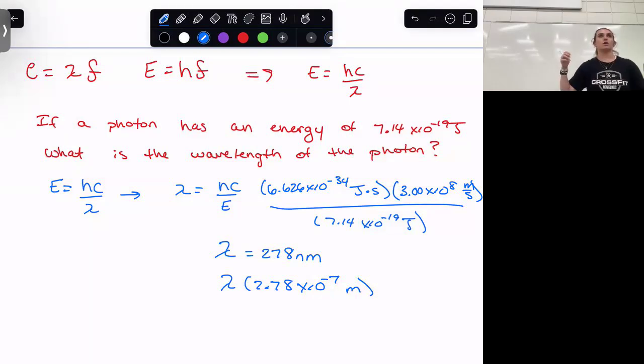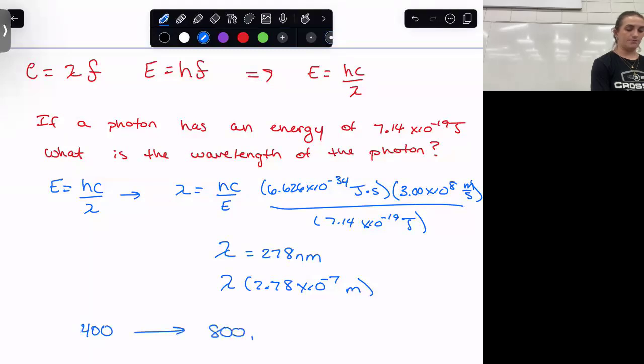278 nanometers. What's our range of the visible light spectrum? 400 to, it's going to be 800. Yep. What's the 400? That's shorter. So what color is that? Your purples and blues. What about the 800? That's going to be your reds.